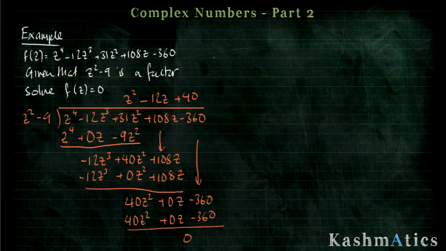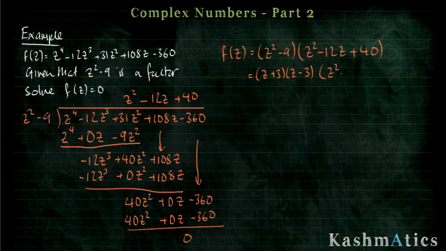So what I can say is f of z is equal to z squared minus 9 multiplied by z squared, take away 12z plus 40. Now this bit here is the difference of two squares, so z plus 3 and z minus 3, and this would be z squared minus 12z plus 40. Okay, so we can get two solutions from here. Let's just have a look at this.